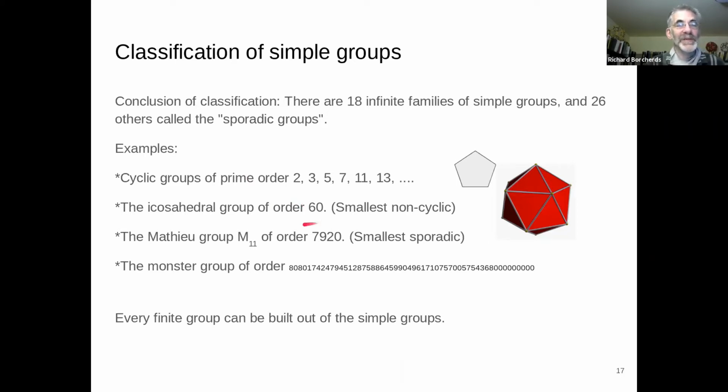Some examples of the sporadic groups. The smallest sporadic group is the Mathieu group, M11 of order 7920. And the largest of the sporadic groups has been named the monster group. The reason for the name is pretty obvious if you look at its order, which is somewhere around 10 to the 54. It's more than the number of atoms making up the planet Earth, if you want to get some idea of the size of this group.